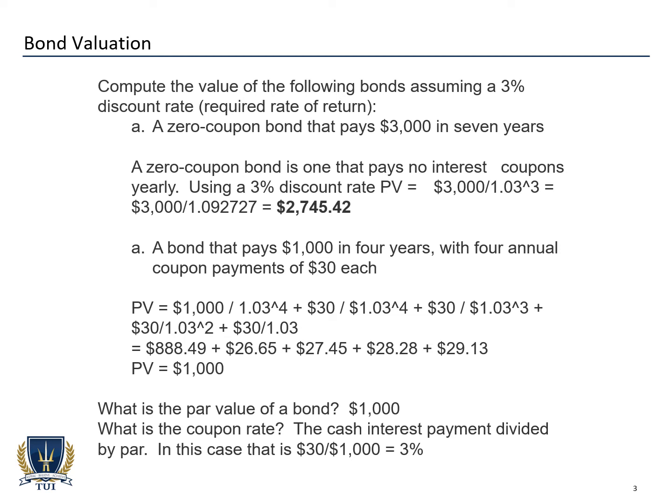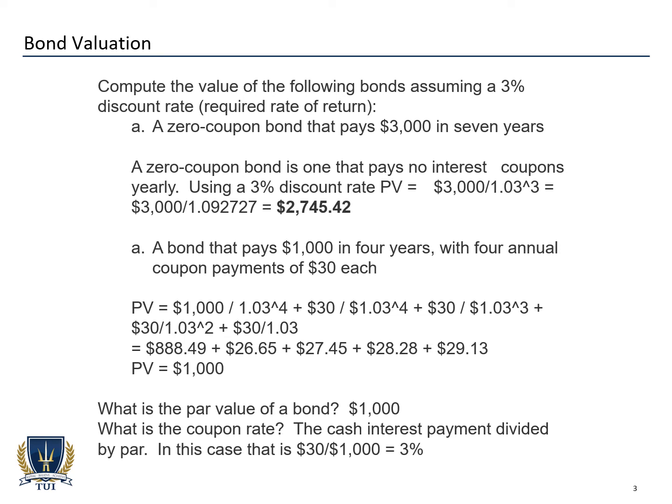You basically treat it like a present value problem, right? You take the future value, that's the payment you're going to get at the end, divide it by 1 plus the interest rate to the nth power, and that equals your present value of the bond.